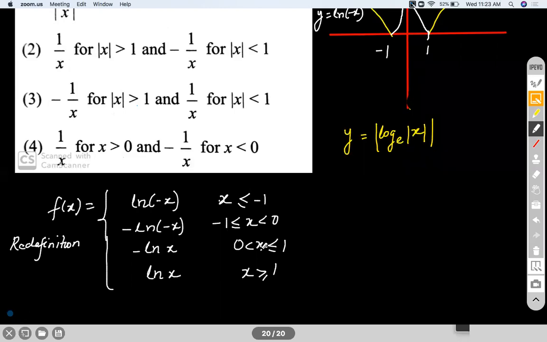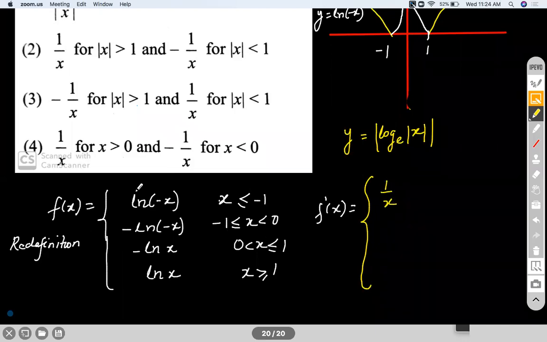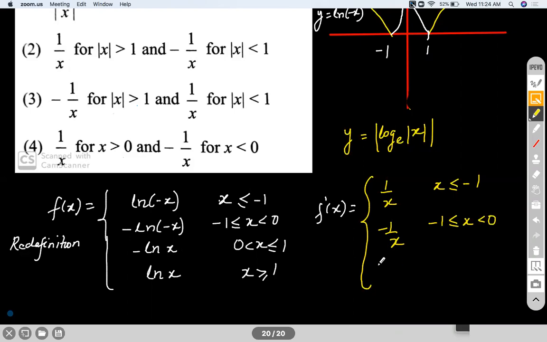Correct. Now, let us differentiate this entire thing. All I have to do is find the derivative of each one of them. For example, here, what will be the answer? It's 1 by x only. Try chain rule: 1 by minus x into minus 1, which is 1 by x only. This will be minus of 1 by minus x into minus 1, which is minus 1 by x. Correct? And this will be 1 by x.